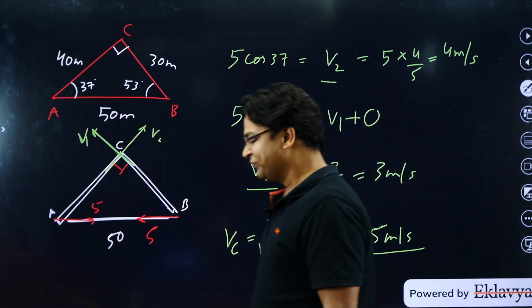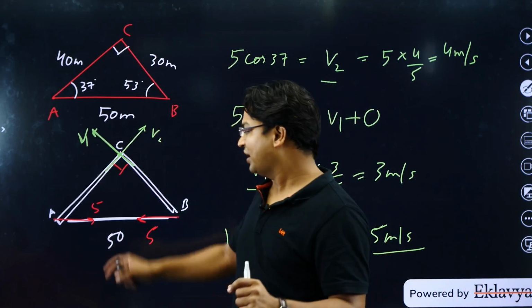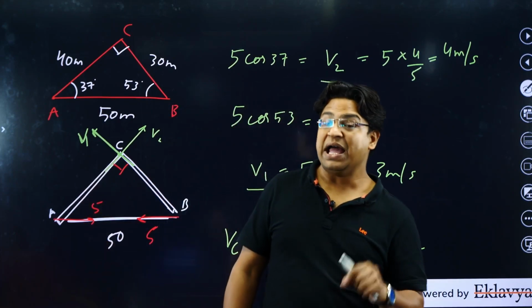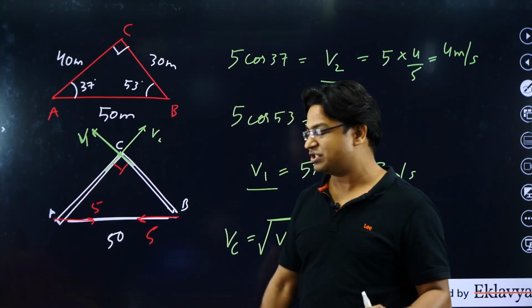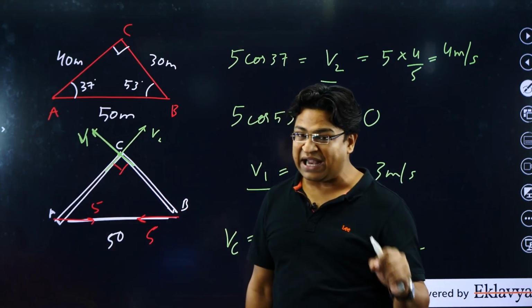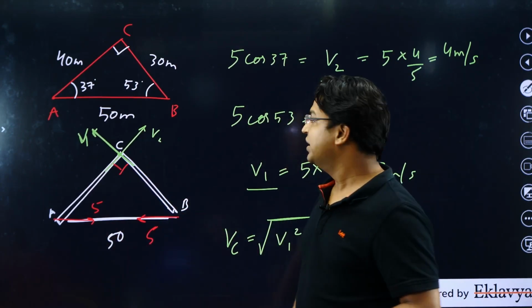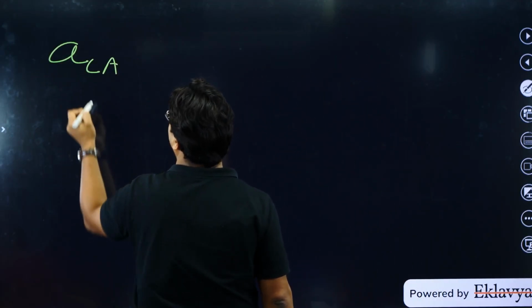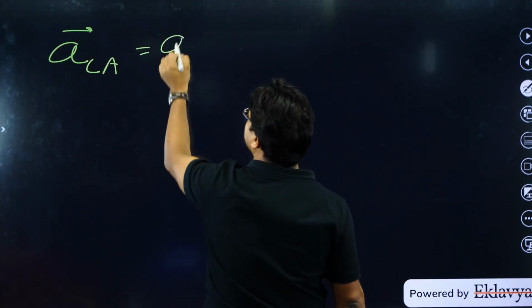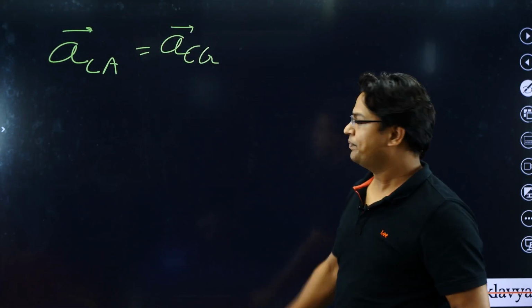Okay, guys, so let me start by asking a question to you. Is A an inertial frame? In this question, whatever conditions are given, based on those conditions, if I think about point A, is that an inertial frame? Yes, of course, it is moving with a constant velocity, so it is an inertial frame, which basically means that acceleration of C from the frame of A would be the same as acceleration of C from the ground frame.